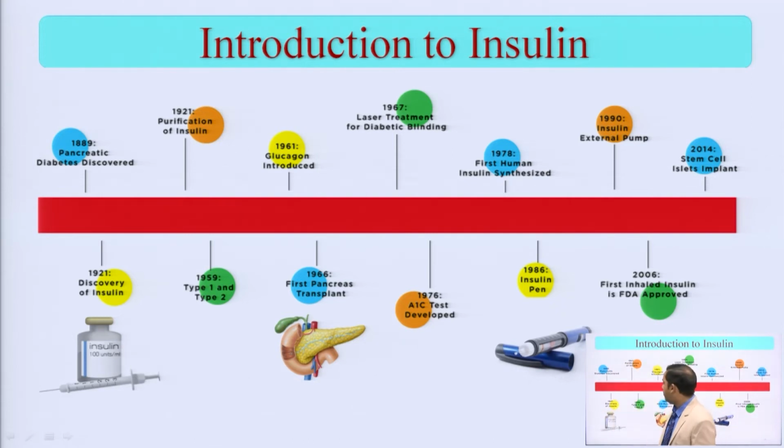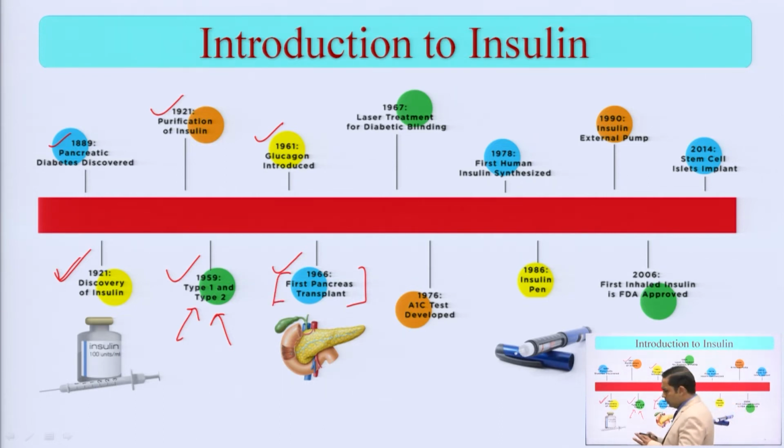What happened after that, sir? In 1889, pancreatic diabetes was discovered. Then in 1921, somebody discovered insulin. After that, in the same year, they learned how to purify this insulin. After a long time, in 1959, type 1 and type 2 diabetes became clear to people. Then glucagon was introduced in 1961, and in 1966 the first pancreas transplant happened.